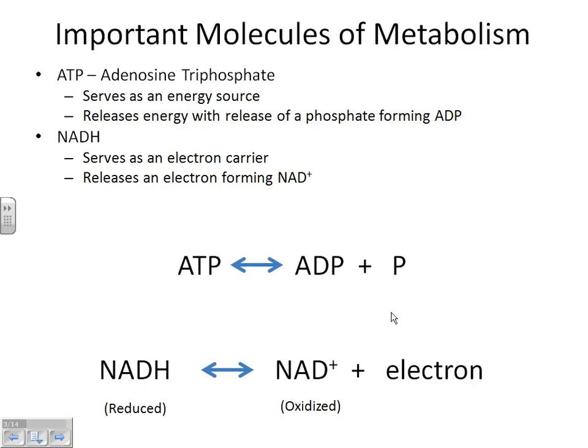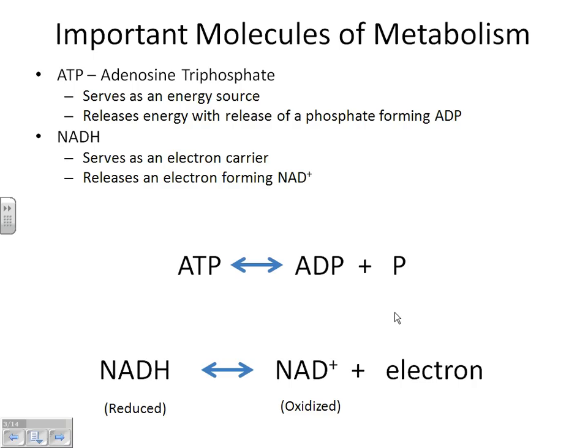Okay? Now, sometimes in your textbook, as you read through things, they use the words reduced and oxidized. Those are chemical terms for whether or not it has an electron. I'm not going to even get into the pathways deep enough that I'm going to use those words, but I just want you to know what they mean because you are going to see them. If something is reduced, it's had an electron added to it. If it's oxidized, it's had an electron taken away.